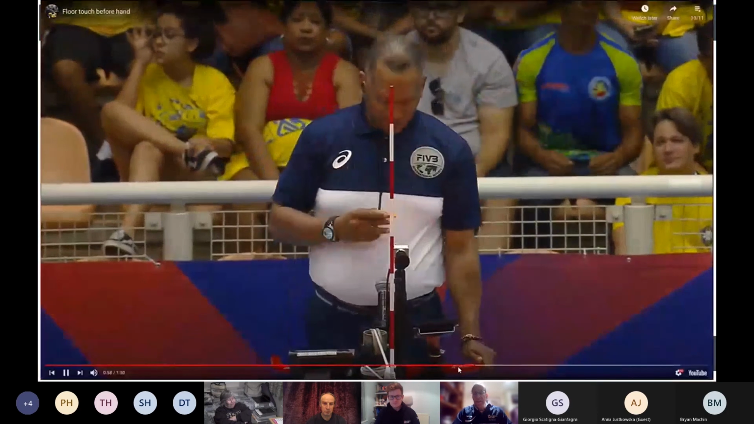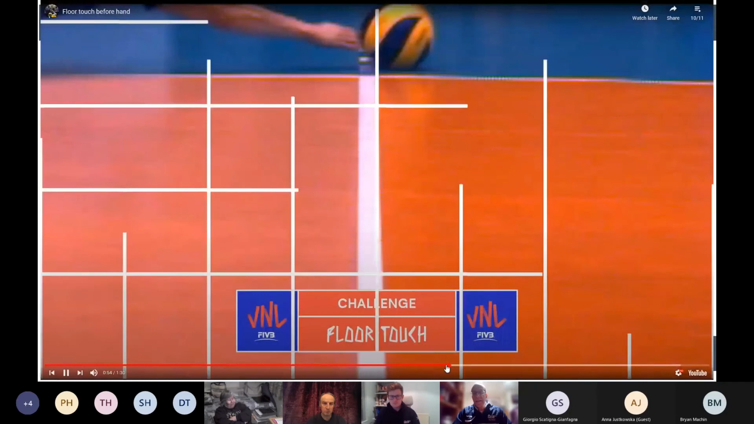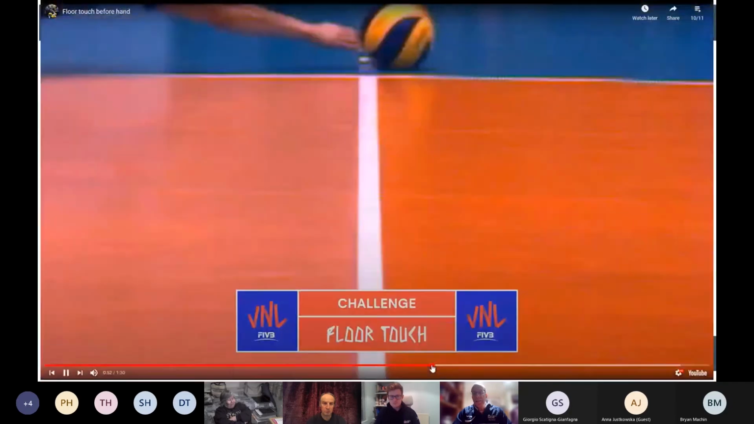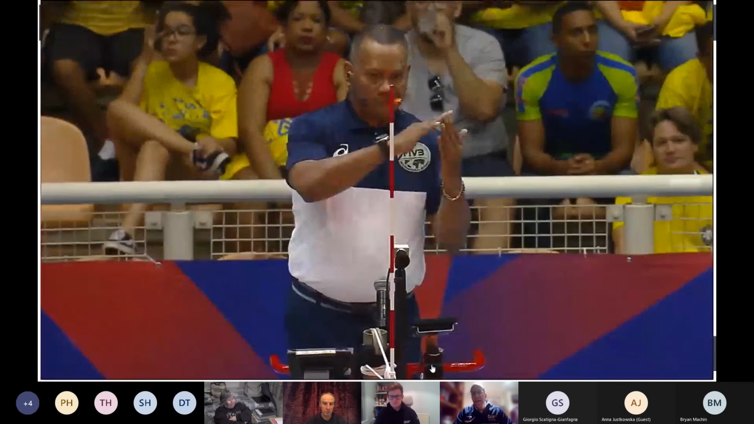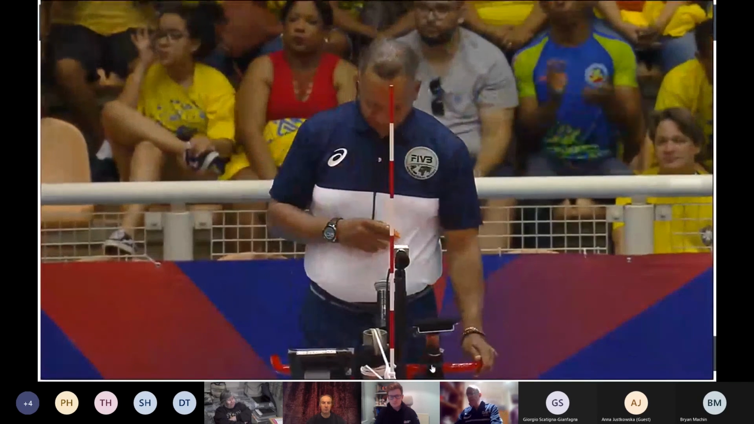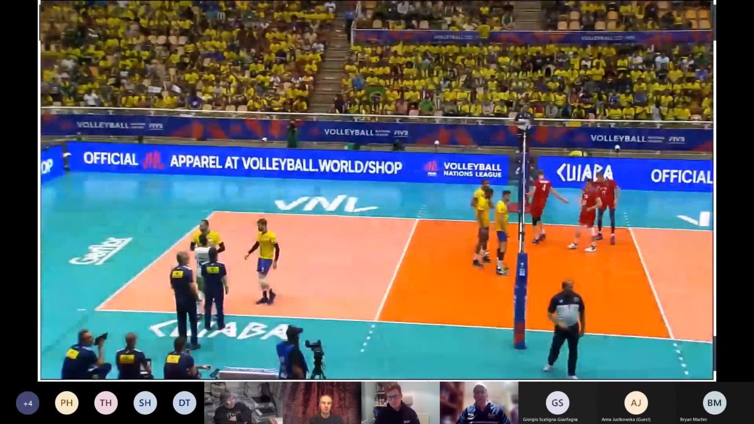Okay, so let's just bring that back if we can. As you can see, just bring it back. You can see that the player was quite late, and because of that, you've got this sort of half volley type response of the ball with the backspin of the ball.